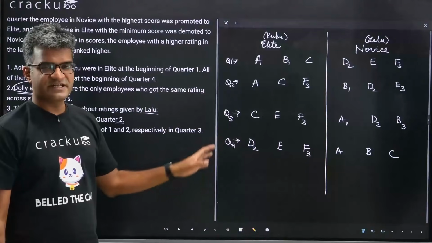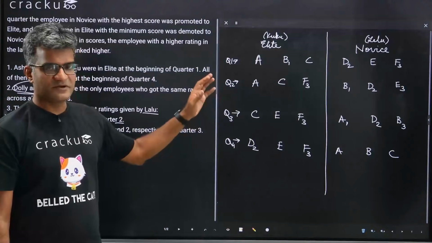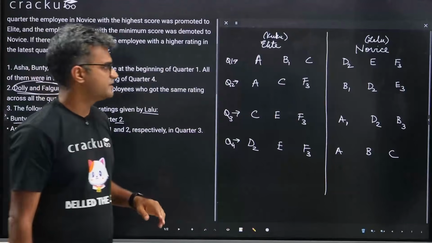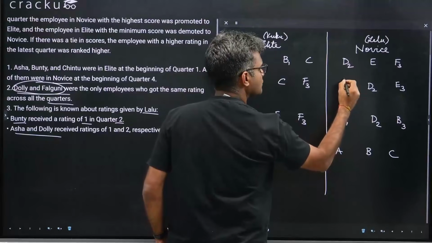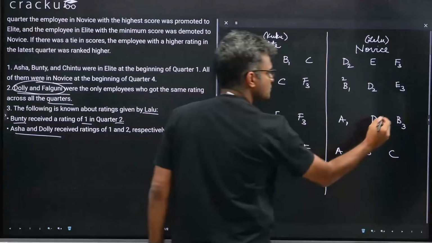of each of these guys at the end of the quarter and how much did they score in each of the quarters. For example, if you are looking at the total scores by all of them, for Bunty at the end of the first quarter it is 1. At the end of the second quarter, let me write his total score over here. It would be 2. Bunty scored 3 in the third quarter, so his total would be 5.